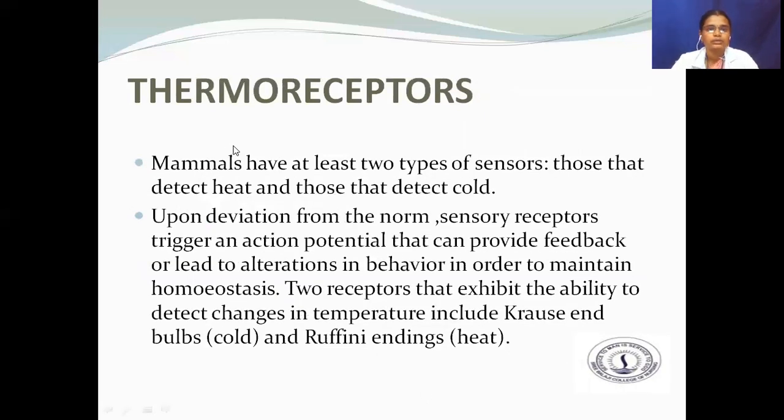Next one is the thermoreceptors. Mammals have at least 2 types of sensors, those that detect heat and those that detect cold. Upon deviation from the norm, sensory receptors trigger an action potential that can provide feedback or lead to alterations in behavior in order to maintain homeostasis. 2 receptors that exhibit the ability to detect changes in temperature include Krause's end bulbs, which detect cold, and Ruffini endings, that is heat.